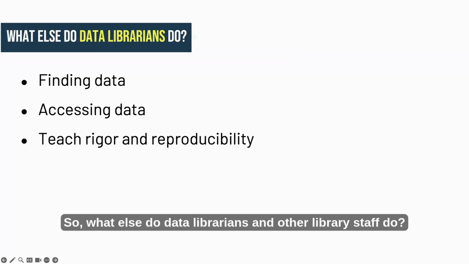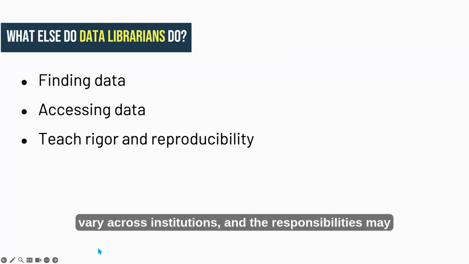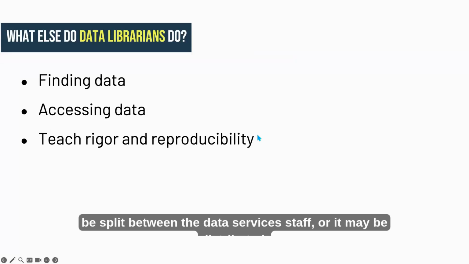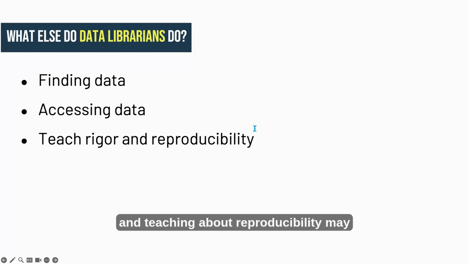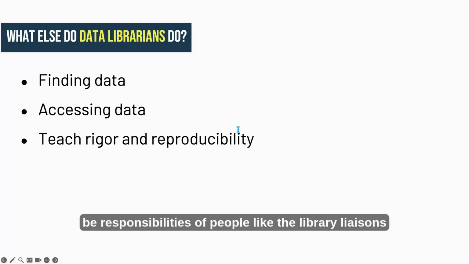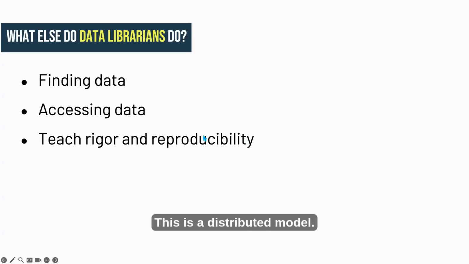So, what else do data librarians and other library staff do? Now, the models for providing data services may vary across institutions, and the responsibilities may be split between the data services staff or it may be distributed. So, helping people find data, encouraging open data sharing, and teaching about reproducibility may be responsibilities of people like the library liaisons and informationists within their assigned disciplines. This is a distributed model.